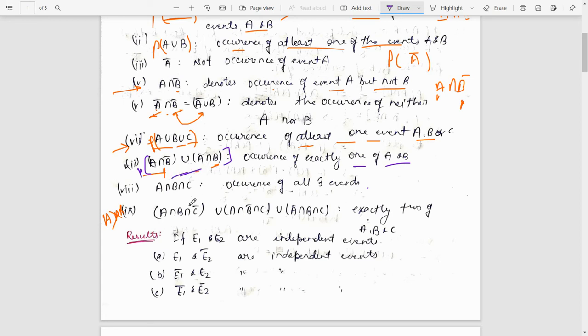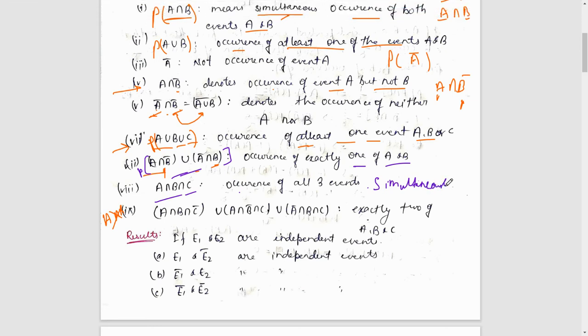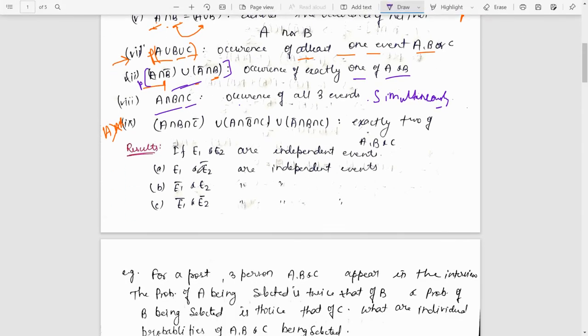A intersection B intersection C means occurrence of all three events simultaneously. Okay, simultaneously. So it's talking about occurrence of all the events simultaneously. This is exactly the same as A intersection B. If there are four events, you can just compare the same thing this way.